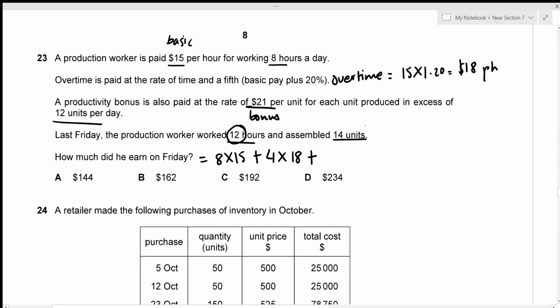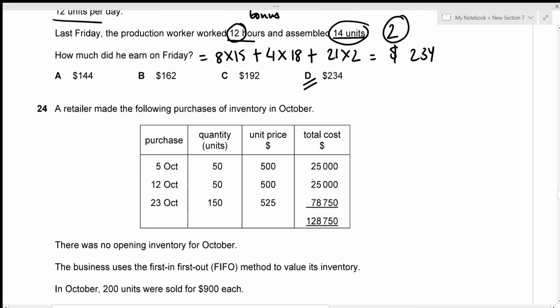And he assembled 14 units, which is 2 more than 12 units. So he's going to also get the bonus for 2 units, which is 21 into 2. So that's the total amount of 234, which is given in option D.